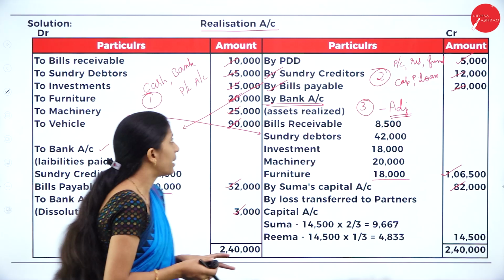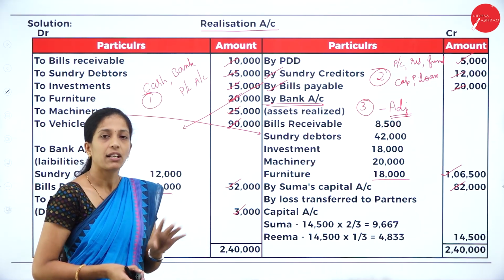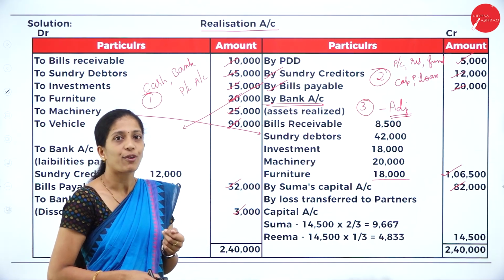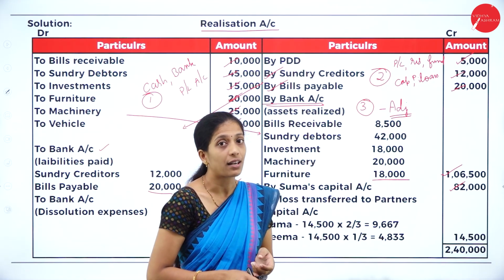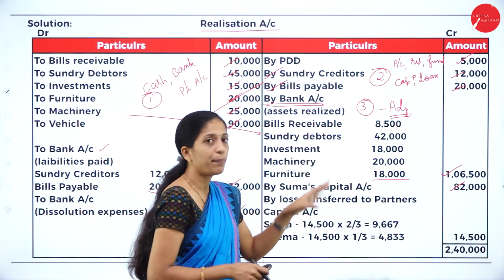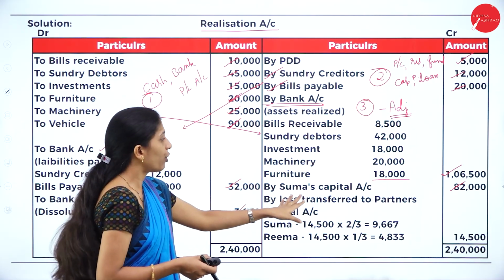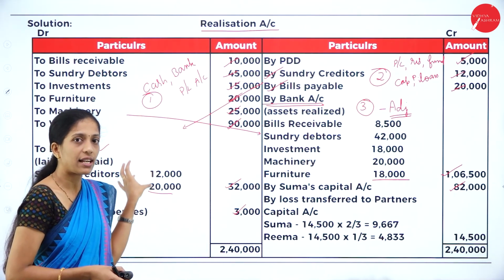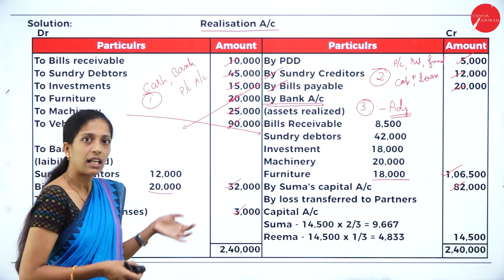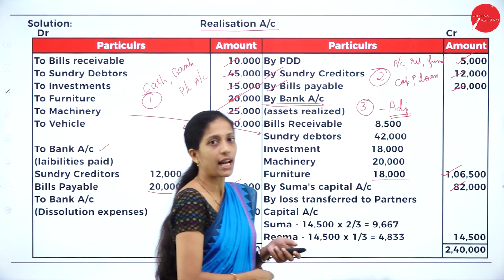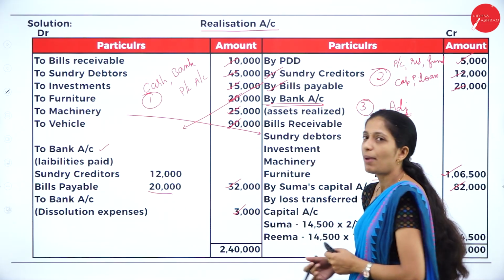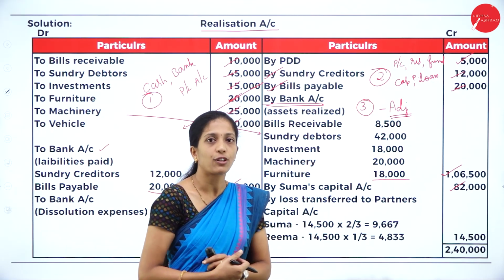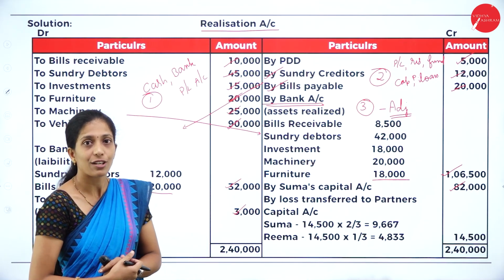Now what are the steps to be remembered? First, bring all the assets together except cash, bank and profit and loss account. Next, bring all the liabilities together except profit and loss account, reserve, fund, partners' capital and partners' loan. Third step, for assets realized. Fourth is what? For assets taken over. Fifth, liabilities paid. If any liability is taken over, then you will record it here. And the last step is what? Regarding your dissolution expenses. Next, balance both the sides. The balancing figure will be either realization profit or realization loss, which has to be transferred to partners' capital account in the respective ratio they have given.